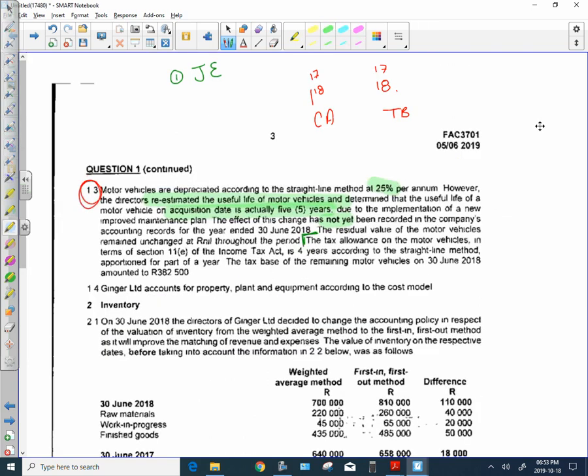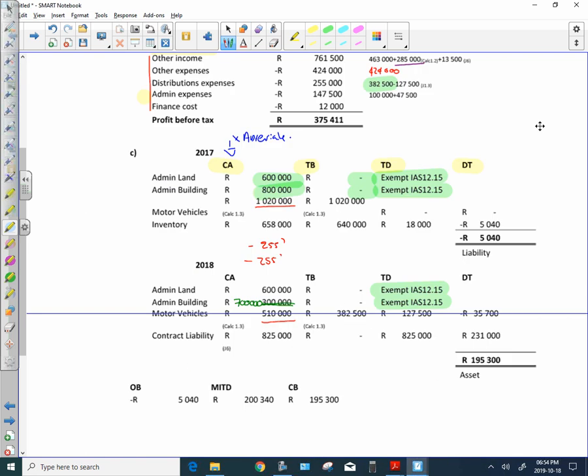Then they talk about the tax allowance, and they tell me that the tax allowance on motor vehicles in terms of section 11E is 4 years, which used to be the same as my carrying amount or my depreciation period. According to the straight line method, it's apportioned for part of the year, but I had these motor vehicles for a full year for every year I had them. The tax base of the remaining motor vehicles on the 30th of June 2018 amounted to 382,500. Right, so 2018 they've given to me. 2017 I know will be exactly the same as my carrying amount because the depreciation period is the same. You guys happy with that?